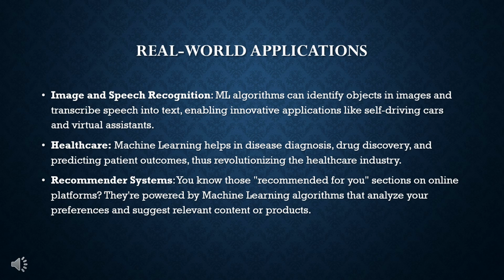Third one is recommender systems. You know those "recommended for you" sections on online platforms. They are powered by machine learning algorithms that analyze your preferences and suggest relevant content or products.